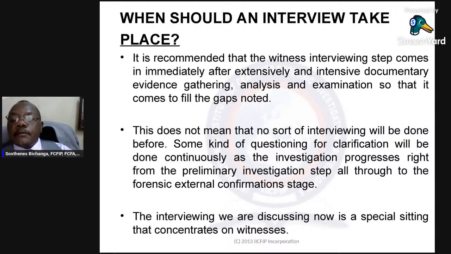This does not mean that no sort of interviewing will be done before the main interview, that is step 6. Some kind of questioning for clarification will be done continuously as the investigation progresses, right from the preliminary investigation step through to the forensic external confirmation stage. The interviewing we are discussing now is a special sitting that concentrates on witnesses.